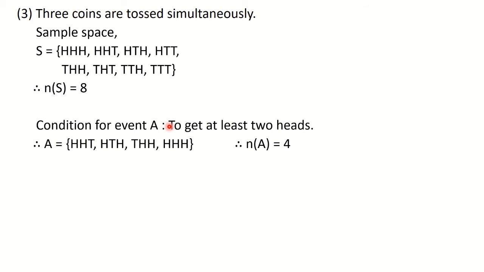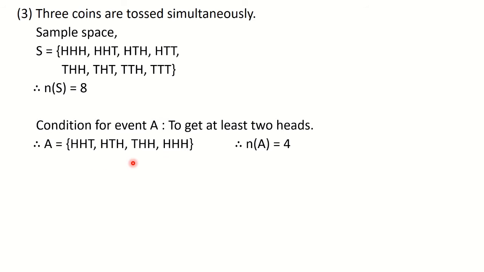Now let us see the condition for event A: to get at least 2 heads. At least 2 heads means minimum 2 heads, so 2 or more are allowed. Less than 2 are not allowed. So we will write all the sample points where you have 2 or more heads. Check here, 3 heads, so you can write this down. This is your first sample point. Then here you have 2 heads, here you have 2 heads. So these 3 sample points and one more sample point from the second line, that is THH. So these 4 sample points you can write.